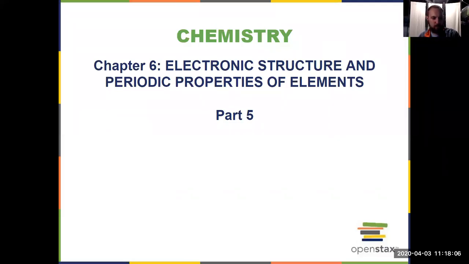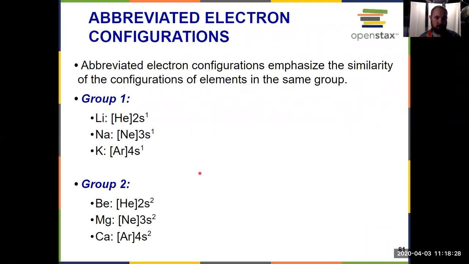Video 5 here for chapter 6 is a continuation of 6.4 because we have some more considerations to think about for our electron configurations, and then we'll see how these tie into some definitions from earlier in the semester with regard to the periodic table. We left off the previous video with a discussion of abbreviated electron configurations.